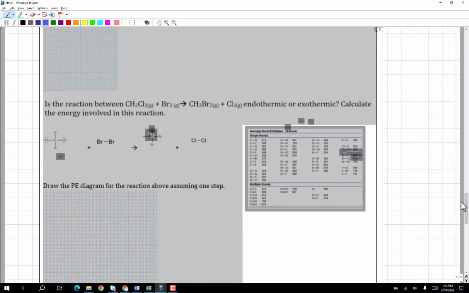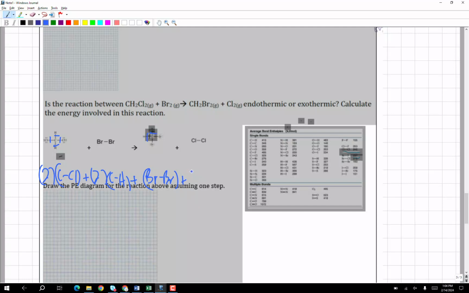Is the reaction between CHCl2 plus Br2 yields CHBr2 endothermic or exothermic? Calculate the energy involved in this reaction. So same thing. I strangely have some weird little dots circled in here, but let's figure them out. I got C to Cl, so I have 2 times C to Cl plus 2 times C to H plus Br to Br plus, oh man, that's hard to see, CH2Br.